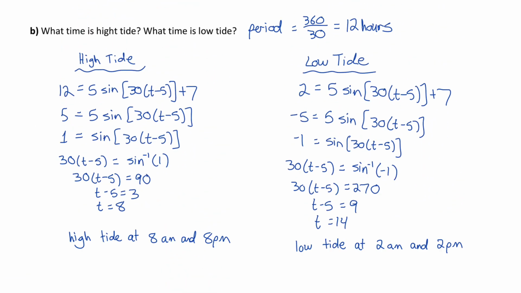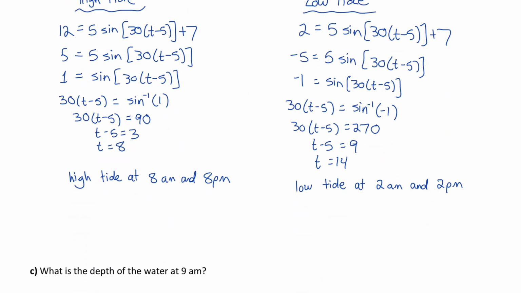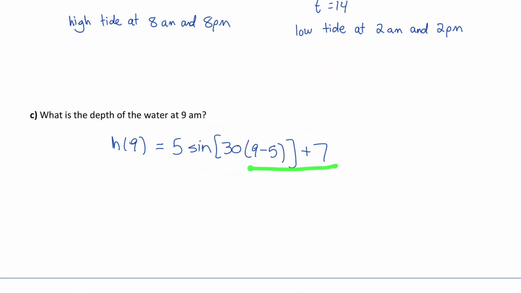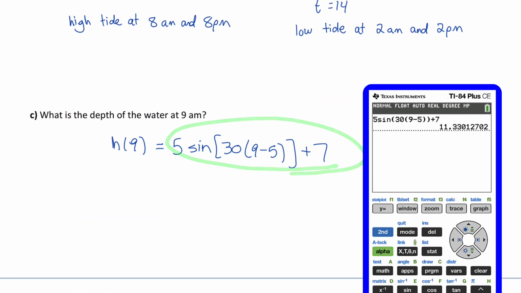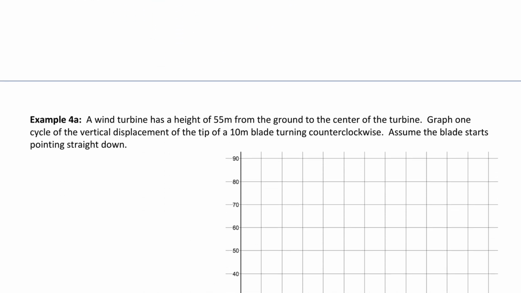Well, that's an easy question. We have an equation that tells us the depth of the water at any time we want, so I can just replace this t with 9 and then evaluate. So I'll go ahead and do that. And then using a calculator, you could get an approximate value for this, and you would figure out the depth of the water at 9 a.m. is about 11.3 meters. And now let's move on to our very last question.